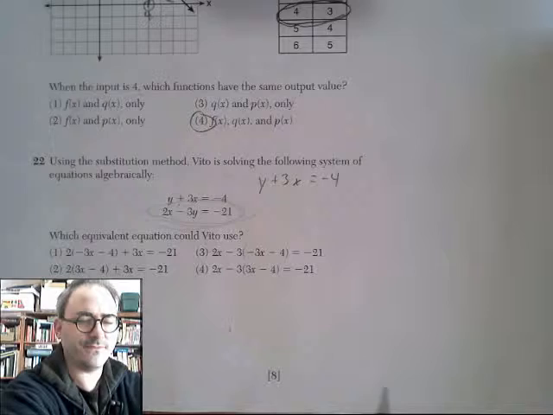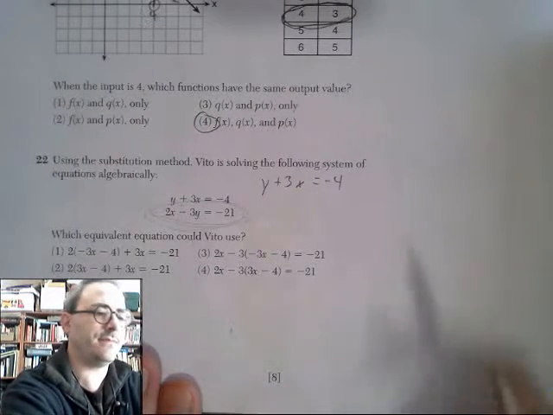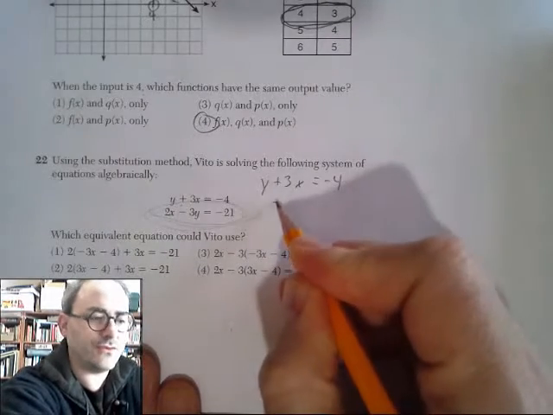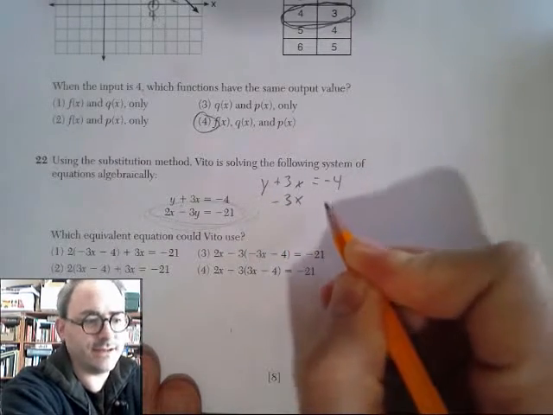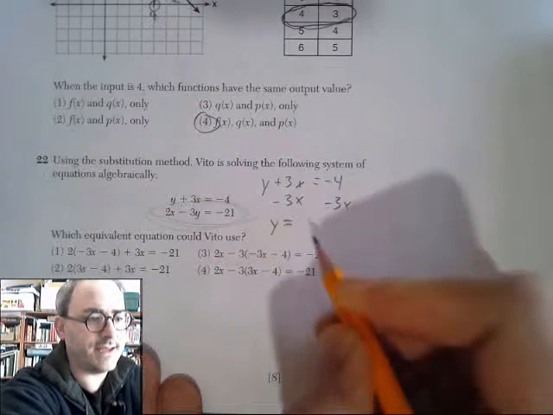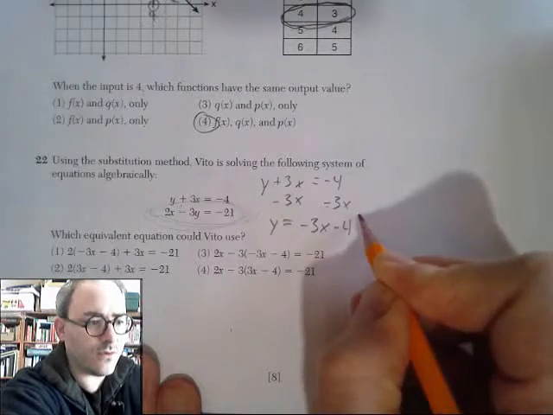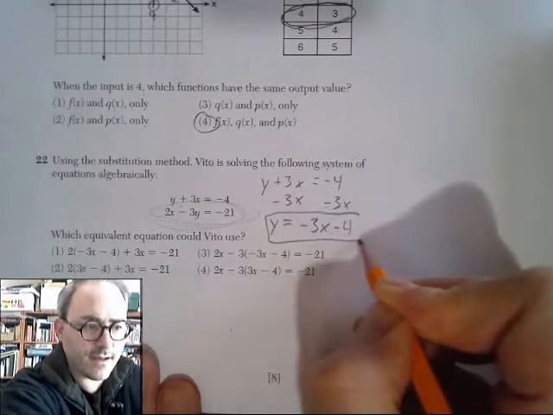Let's continue. Sorry, every time I shake my table, I know my camera kind of wiggles. All right, they want you to subtract 3x here and subtract 3x here, which will get you the expression y equals negative 3x minus 4. All right.